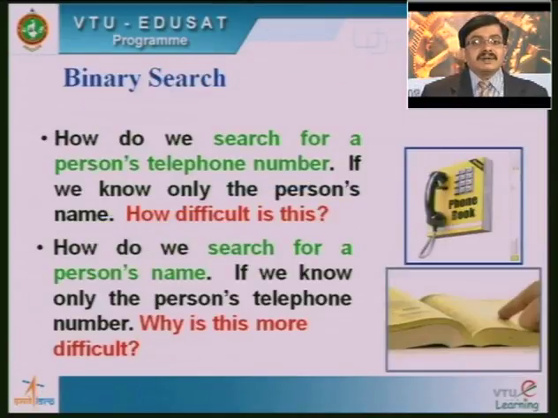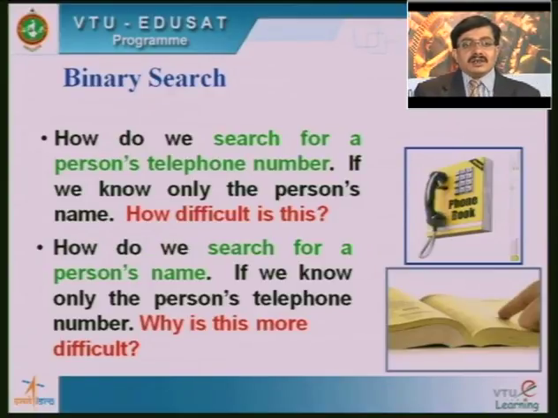Now, we will see the binary search. Look at a scenario. You have a telephone book and you have to look for a particular number. Now, look at the first question here: how do we search for a person's telephone number if we know only the person's name? If we know the person's name, how do we search for that person's telephone number?